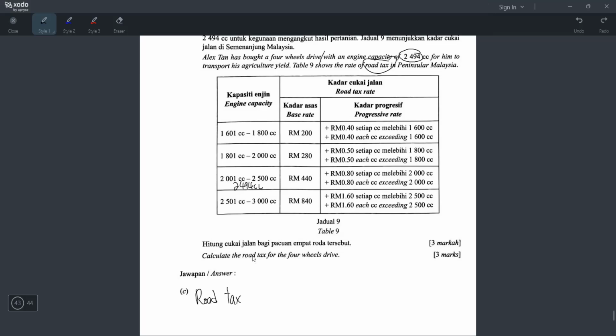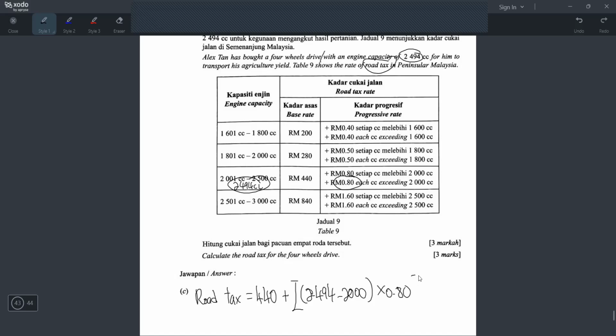It says that the base rate is 440. So 440 plus with the progressive rate is 80 cent for every cc exceeding 2000. So 2494 already exceed 2000. But exceed how much? You will take 2494 minus 2000 so that you know it exceed how much. And then after you know they exceed how much, times with 80 cent. Because for every cc exceeding 2000, you have to pay 80 cent, right?